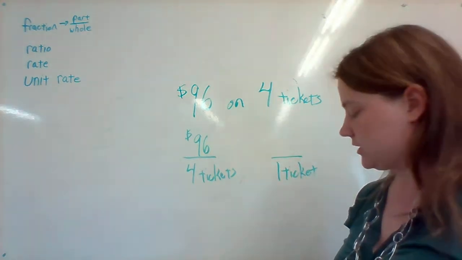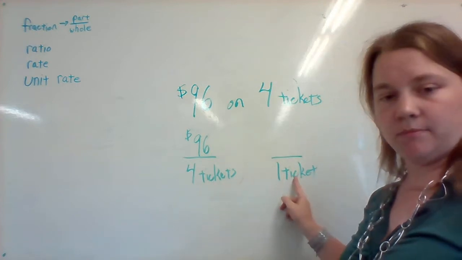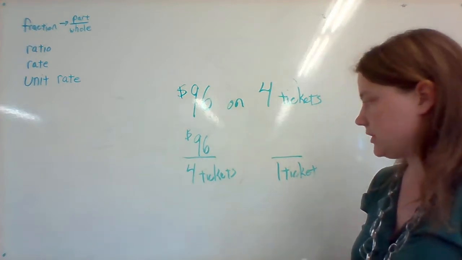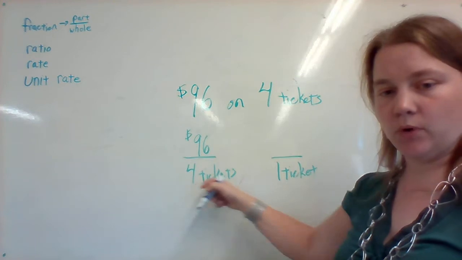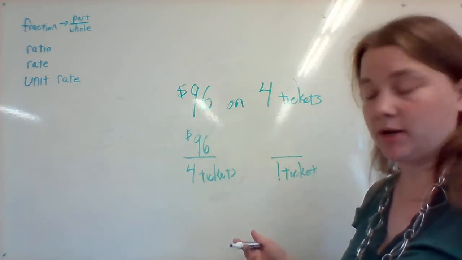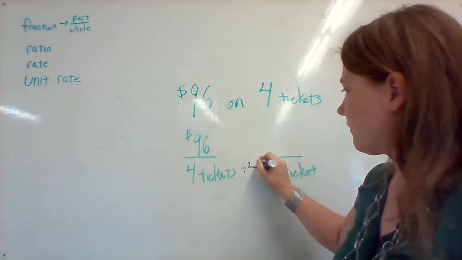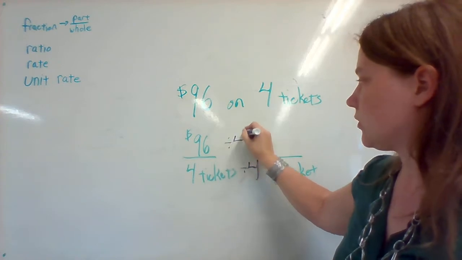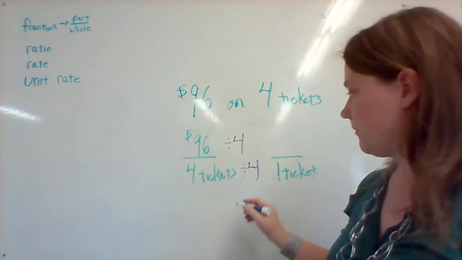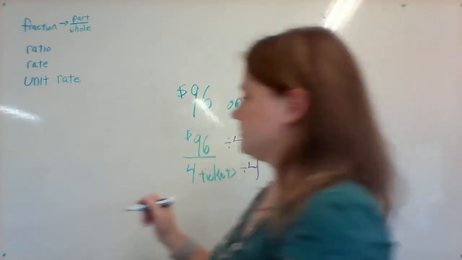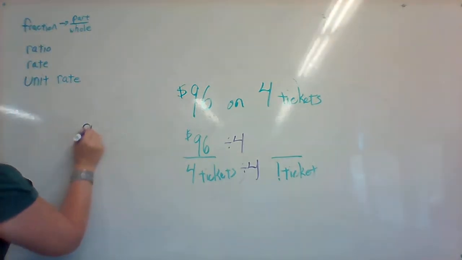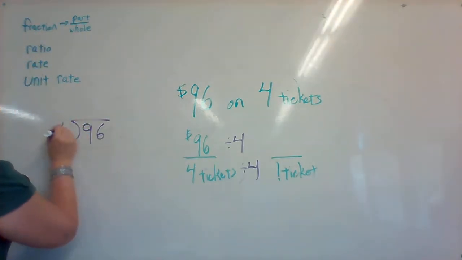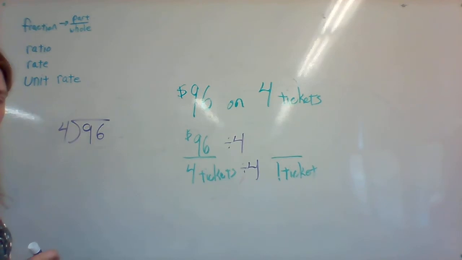What we need to do is we need to get this number on the bottom to a 1. And to do this, how do we go from 4 to 1? We're going to divide by 4. So the top number also needs to be divided by 4. So we need to do 96 divided by 4.